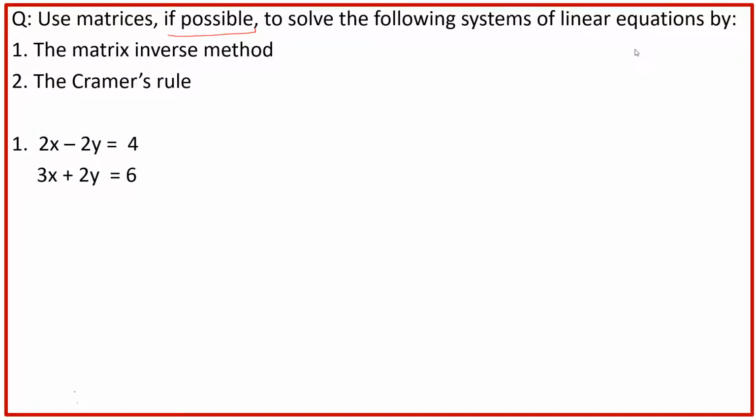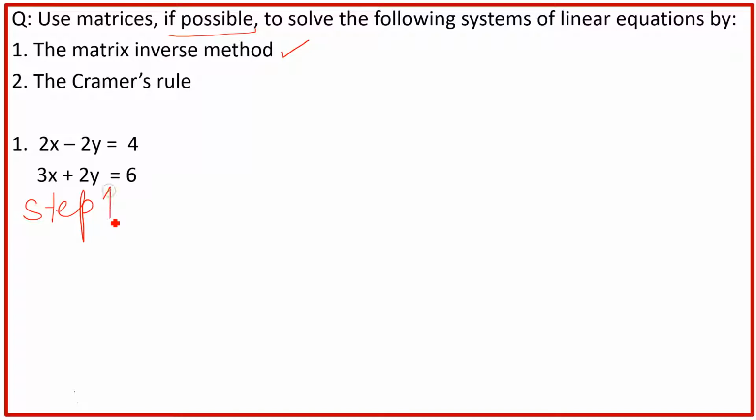There are other methods to solve linear equations as well, but because here we are discussing matrices and determinants, we have to use matrices to solve this. In this lesson, I will show you how to use the matrix inverse method. In the next lesson, we will discuss Cramer's rule. So this is the equation. There are three steps when we solve these equations with the matrix inverse method. You have to follow three steps. I will show you here.